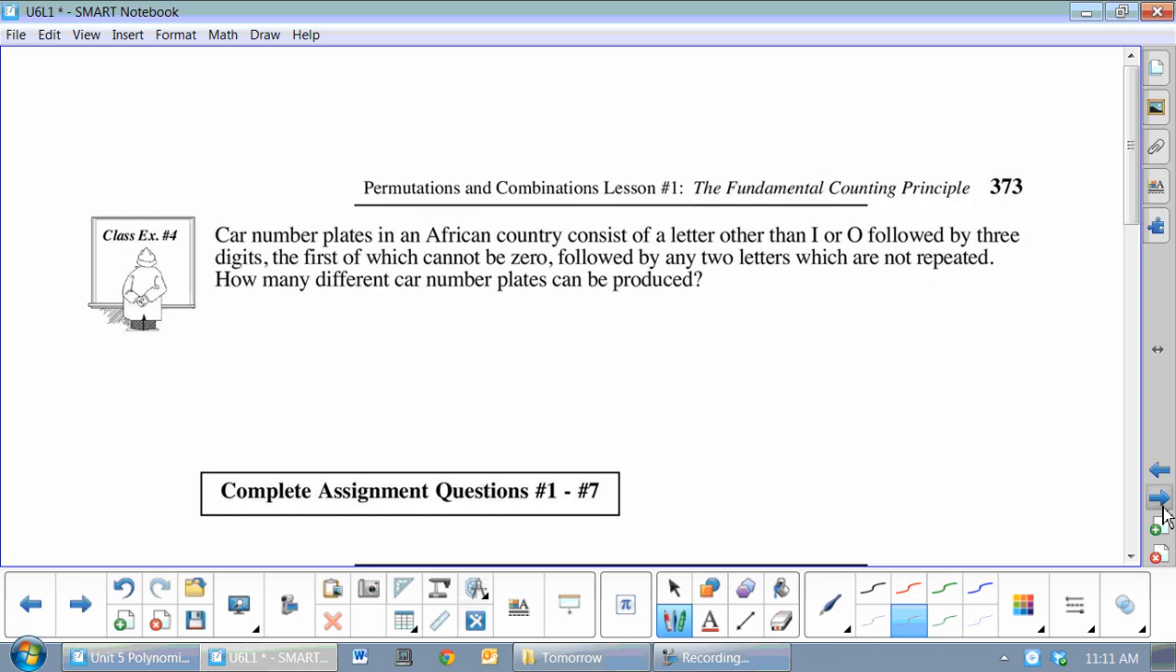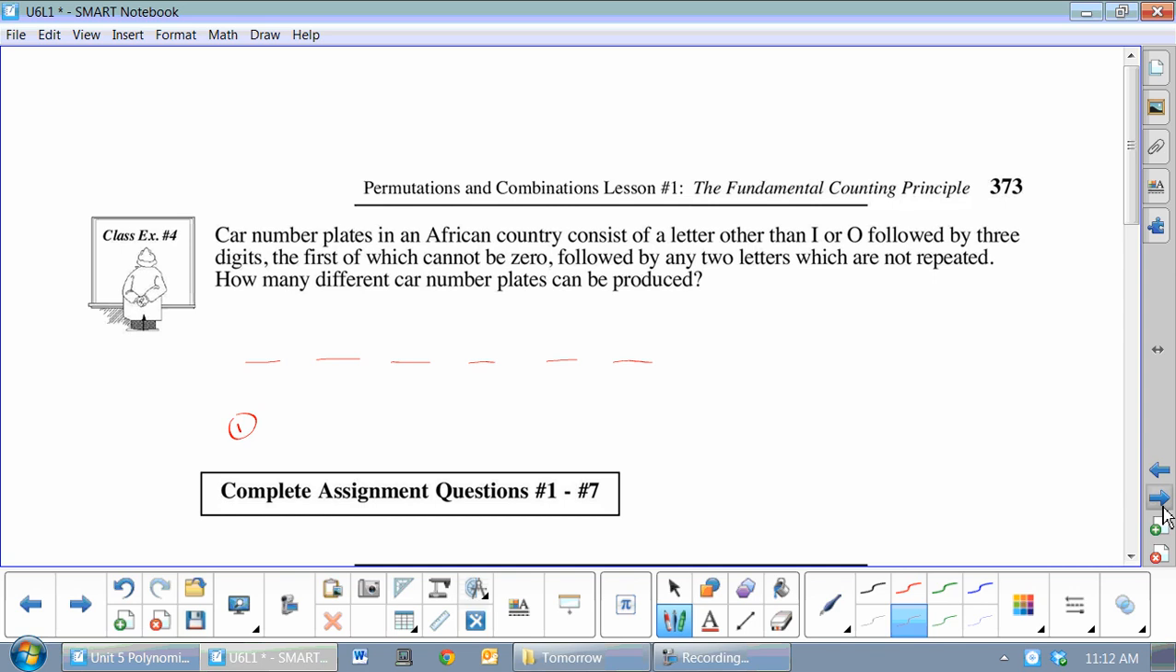Now, the first question I would ask is how many blanks are there? How many? 6? 6. I'm with you. 1, 2, 3, 4, 5, 6. Okay? Now, let's talk about the first blank. How many choices do I have for the first? Let's do this first here. How many choices do I have?